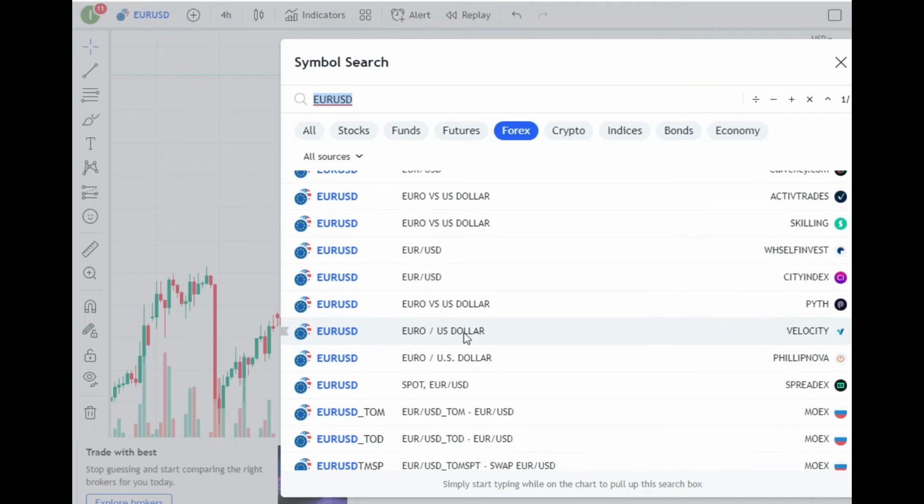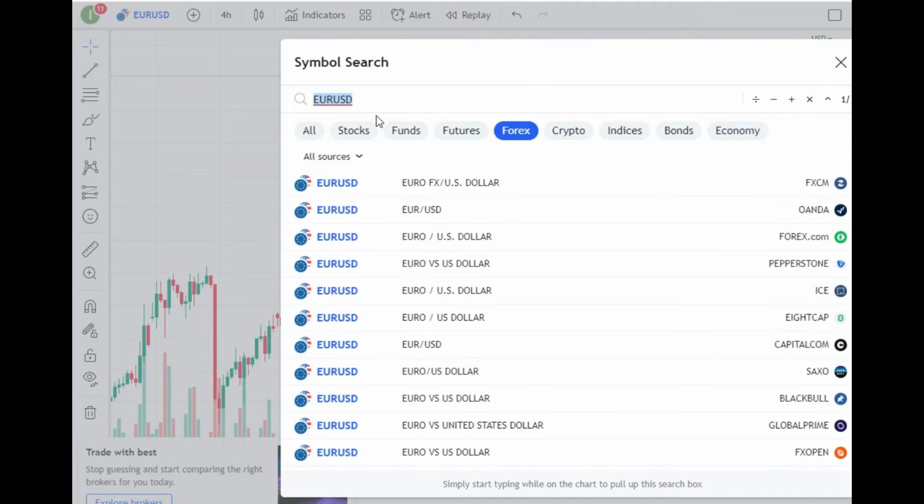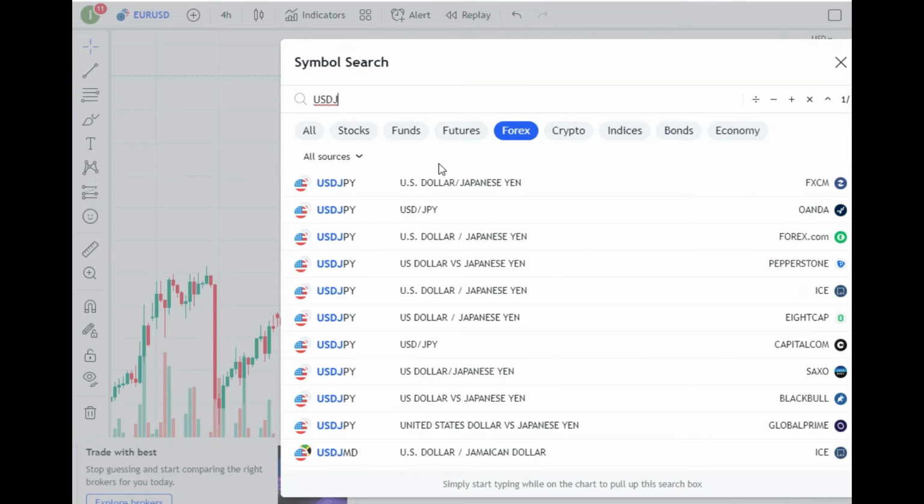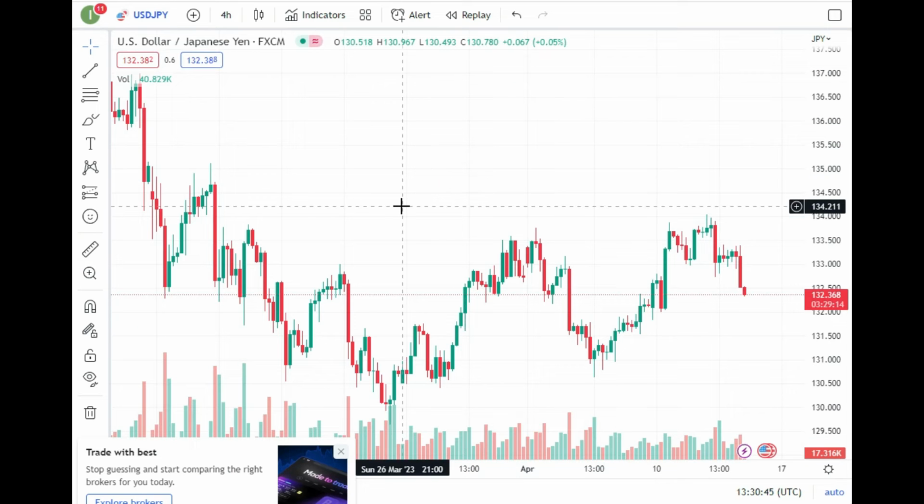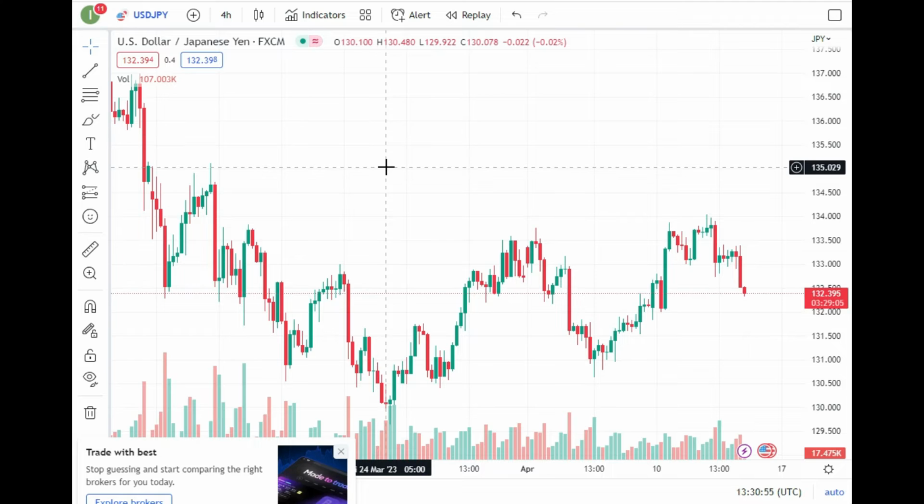However, if you want to use some other currency pairs, like for example US dollar, Japanese yen, the situation is a little bit different because of the number of decimal places on the right side. So here, as you can see, we have the number of pips, just 2 decimal places after the point in the number.